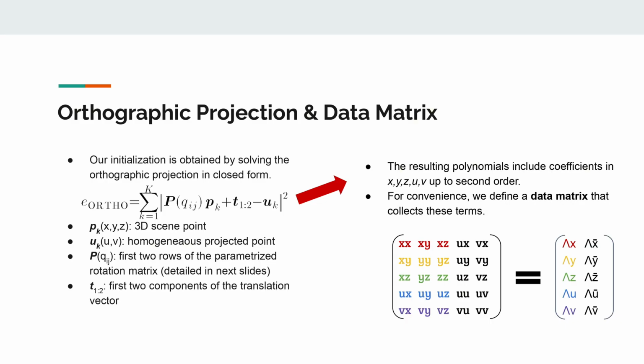Here, P, parameterized by the adjugate variables Qij, represents the first 2 rows of the rotation matrix. Since depth is arbitrary in orthographic projection, we can ignore the 3rd row. Ti2 are the first 2 components of the translation vector. P and U denote the 3D scene points and their homogeneous projections. Expanding this objective naturally produces cross terms in X, Y, Z, U, V. For convenience, we collect these terms into a data matrix.